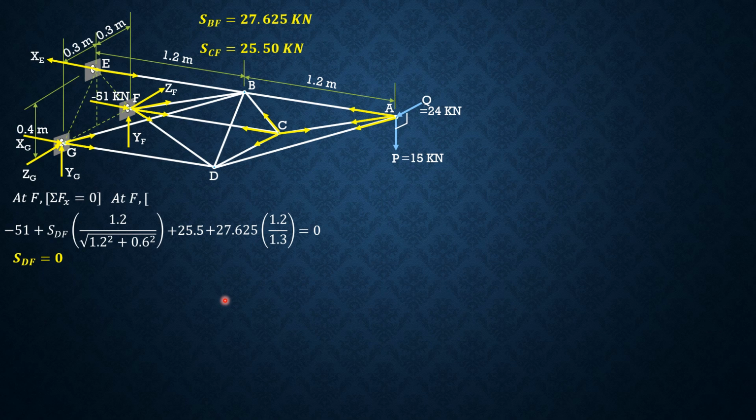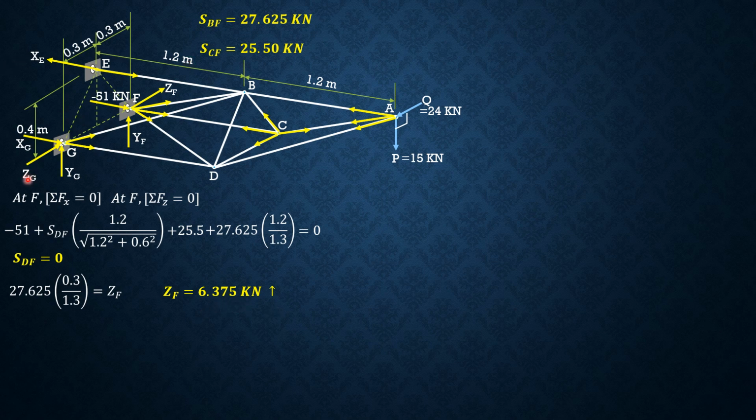Now that SDF is 0, we can now perform summation forces along Z to solve for GF. So forward positive, forward BF: 27.625 SBF times 0.3 over 1.3, then equals backward. There's no other force involved because this is 0. This is parallel to the x-axis. So only GF and BF. So GF can now be found. It is equal to 6.375 backward.